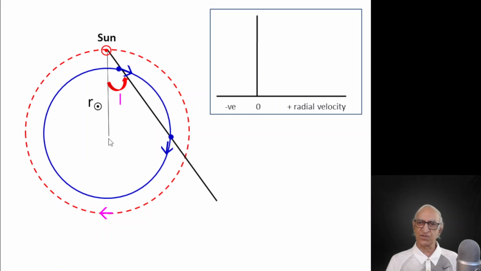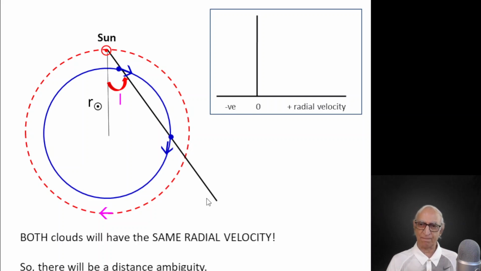This is longitude L equal to 0. This is longitude L equal to 90 degrees. This is longitude L. So what do you expect? First thing you expect is the following. Both these clouds will have the same radial velocity.